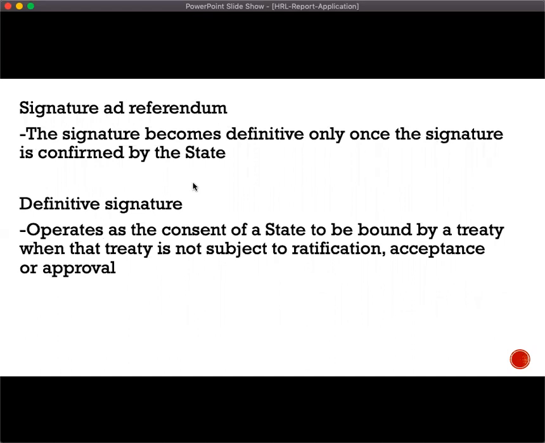Okay, so signature ad referendum. The signature becomes definitive only once the signature is confirmed by the state. So when we say definitive signature, it operates as the consent of the state to be bound by a treaty when the treaty is not subject to ratification, acceptance, or approval.